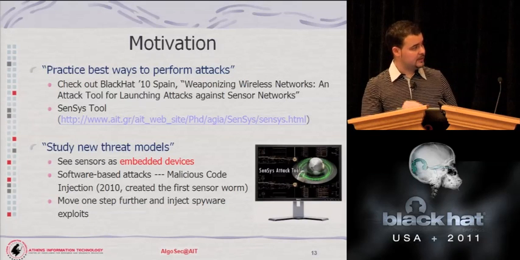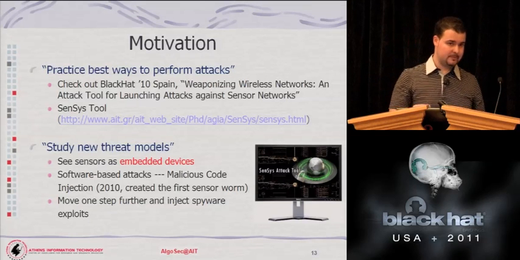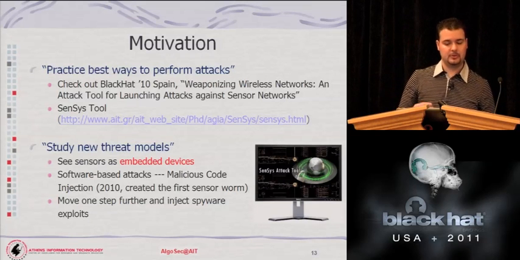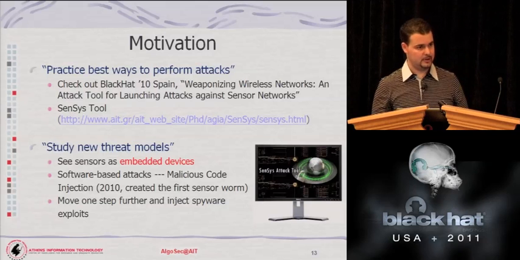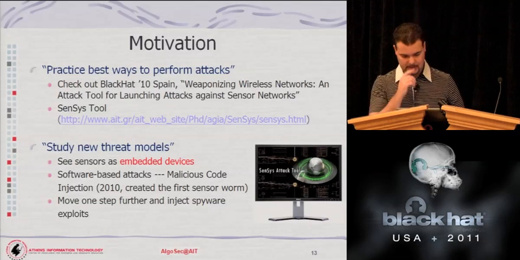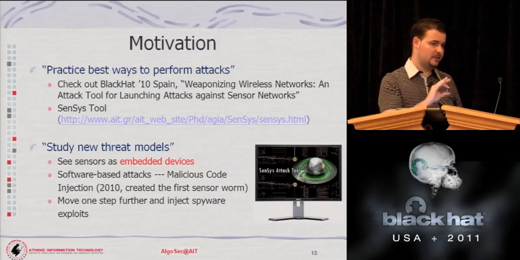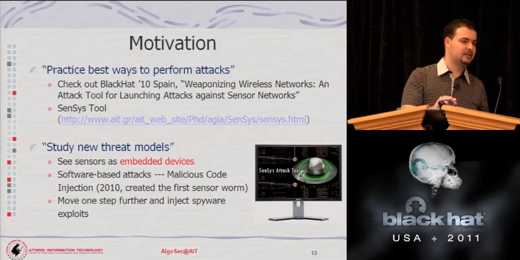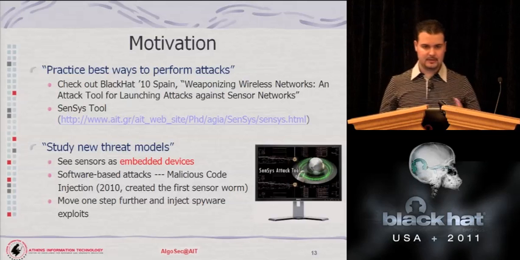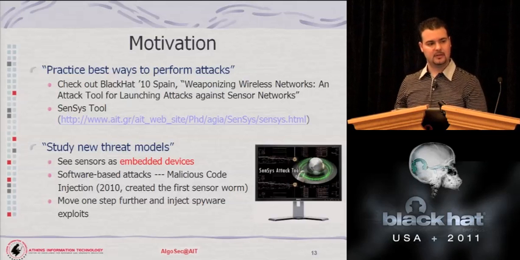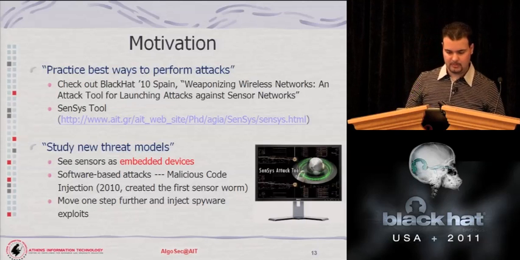Now, in this work, we move one step further, and we will show how someone can take advantage of these malicious code injection attacks in order to inject spyware exploits in the sensor nodes of a network. Our goal is not to show how to find memory-related vulnerabilities. I think it's not that easy, but it's pretty obvious that you need a vulnerability, like a buffer overflow, in order to perform malicious code injection.